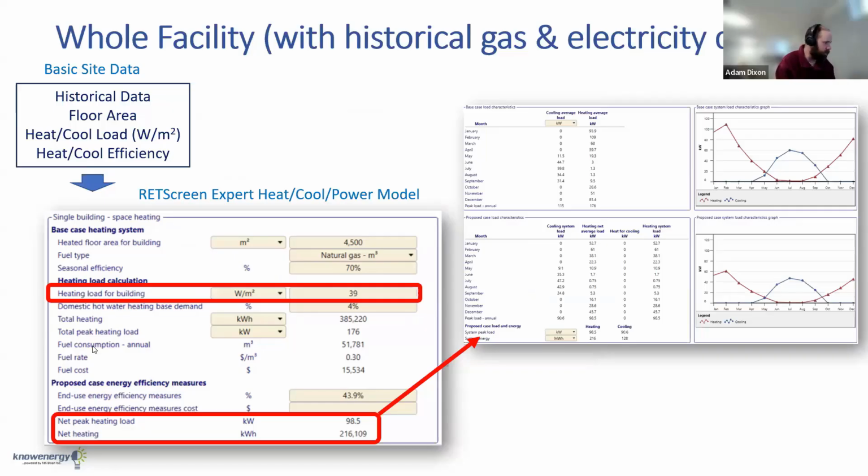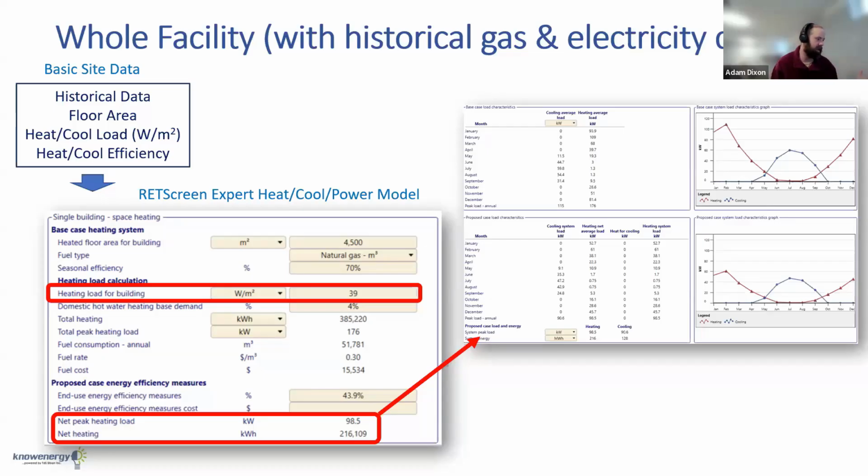That is going to give you your total fuel consumption here. This is 51,781 meters cubed. That's what we want to reconcile back to your bills. So if you jump in here, you put in this 39 watts per meter squared. If that 51,000 approximately is what you use, perfect, you're done. If not, a little bit more needs to be done.